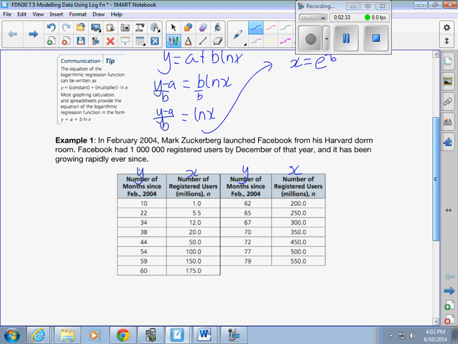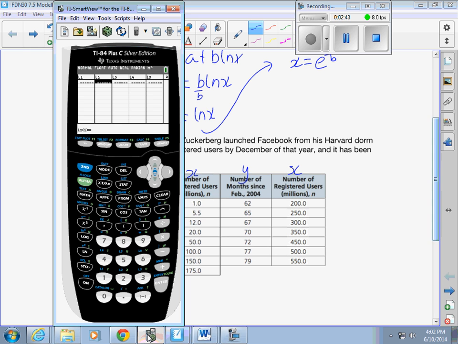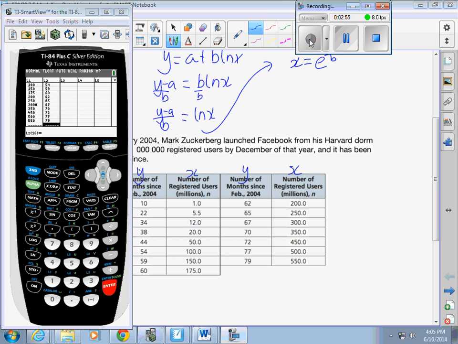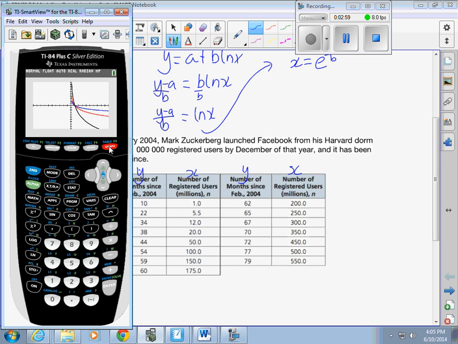So to create a scatter plot for this, you're going to do what we've done in the other section. So go into your list. So the stat, edit, and you're into the list here, and enter in your data for these. So I'm just going to pause as I'm doing that so I don't use up recording time. Okay, so the data is entered in here. We can graph it. We're probably going to have to change our window a little bit.